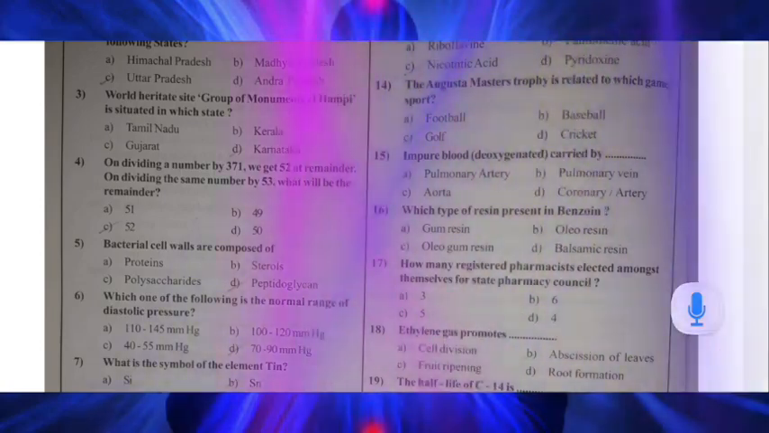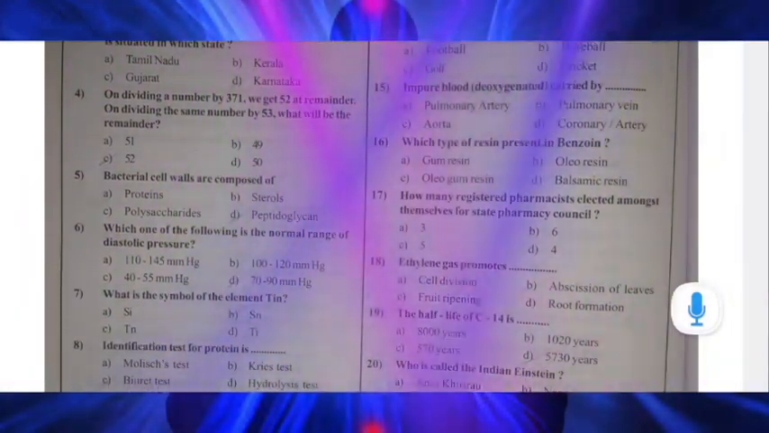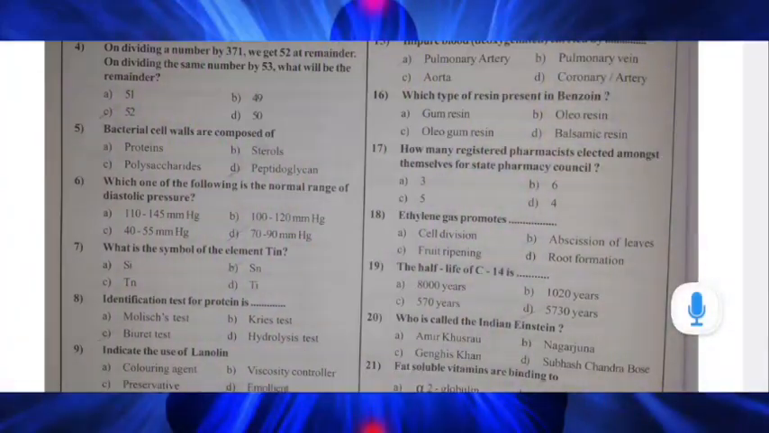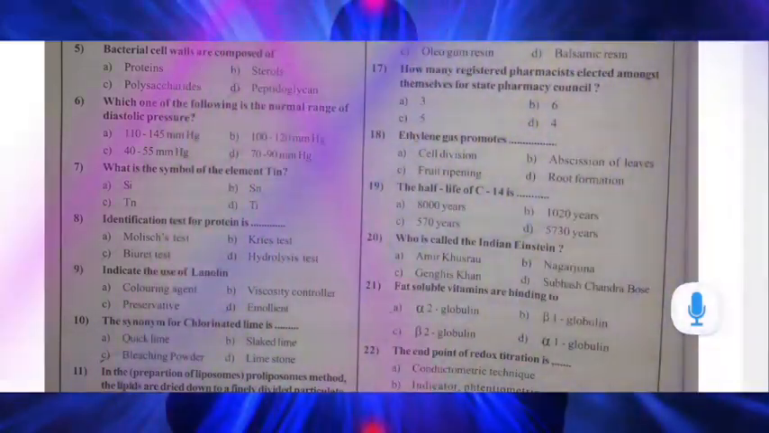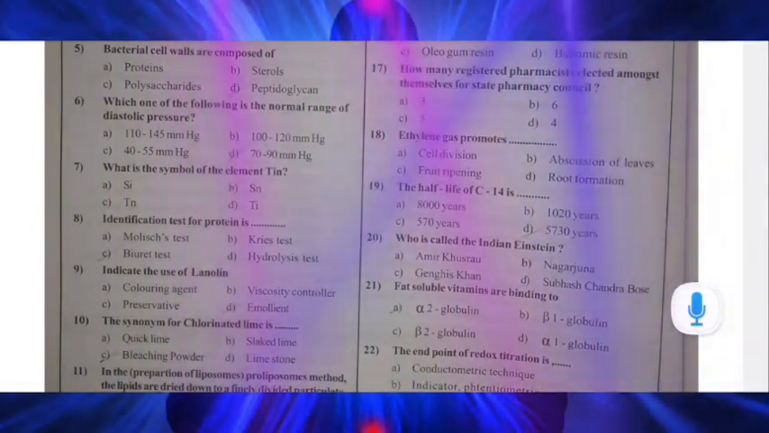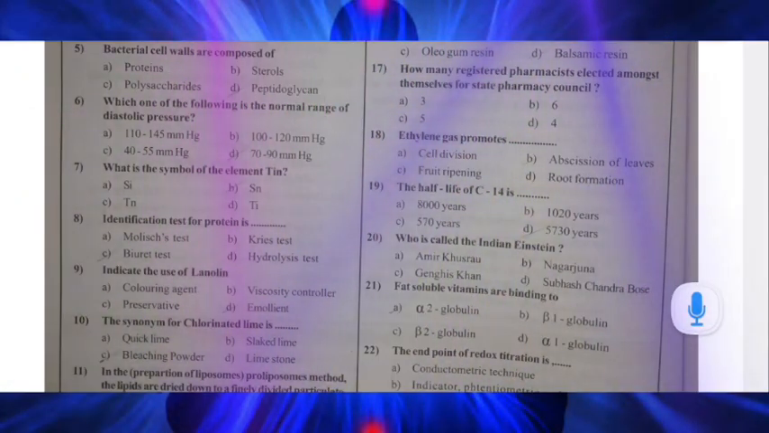What is the other name of vitamin B3? Nicotinic acid. The Augusta Masters Trophy is related to which game or sport? Golf. Impure blood is carried by the pulmonary artery. Which type of resin is present in benzoin? Balsamic resin. How many registered pharmacists are elected amongst themselves for the State Pharmacy Council? 6. Ethylene gas promotes abscission of leaves and fruit ripening; both the answers B and C.